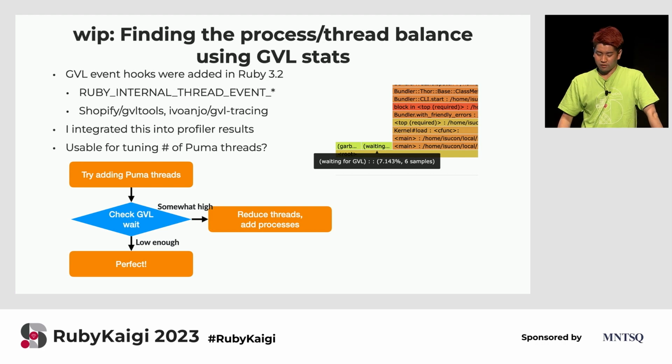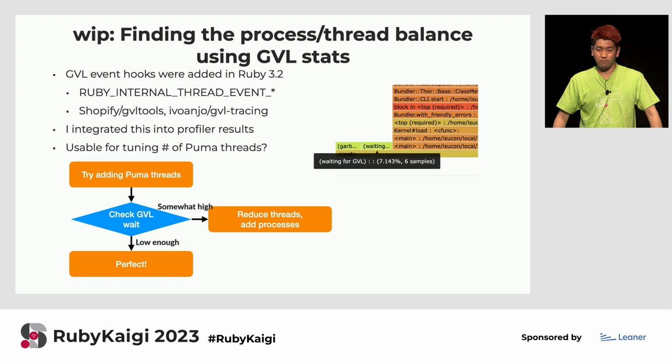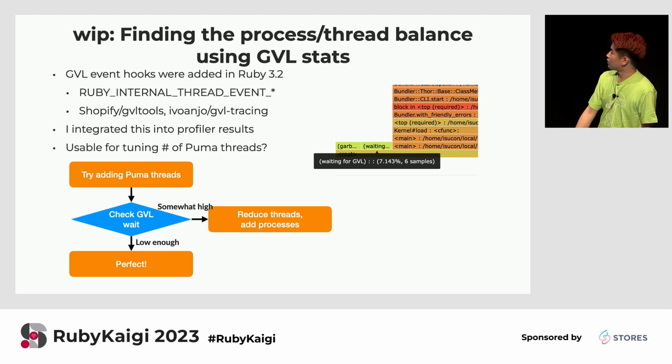This is kind of my work in progress, but I've tried to utilize the new event hook. It's called the Ruby internal thread event hooks. The hooks are called when a thread starts, stops, acquires the GVL, releases the GVL, and at many other timings. I've tried to integrate those results from the hooks in the profiling, and the flame graph on the right shows waiting for GVL for about 7% of the time.